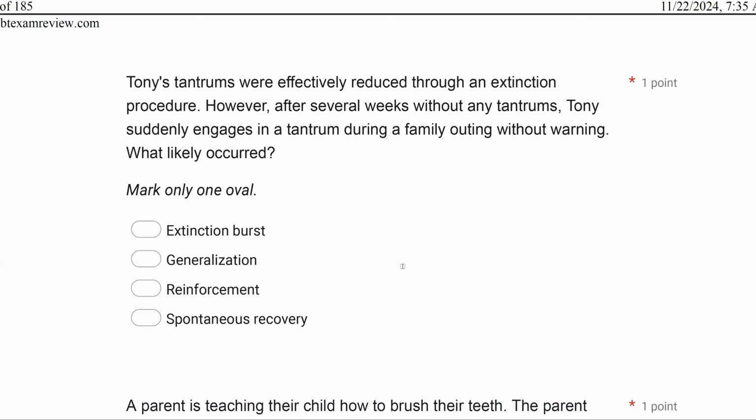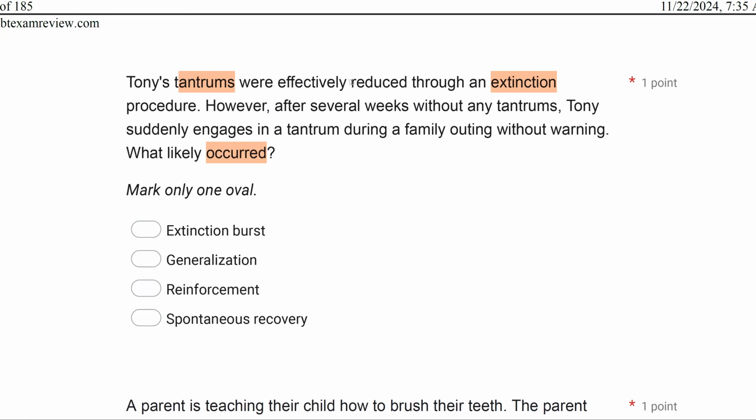Tony's tantrums were effectively reduced through an extinction procedure. However, after several weeks without any tantrums, Tony suddenly engages in a tantrum during a family outing without warning. What likely occurred? So the question wants to know what happened, right? Because this is a pretty common scenario. We have a behavior, in this case, tantrums, that we target with extinction. So we no longer provide reinforcement for the tantrums.